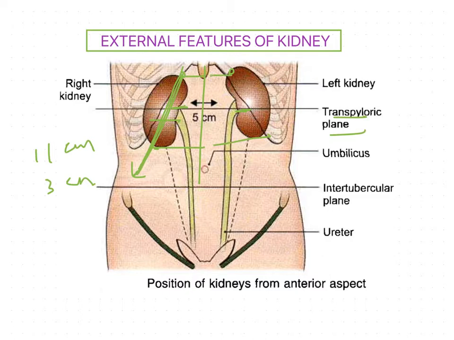So the upper poles are 2.5 centimeters away from the midline. If you see the hilar region, it is 5 centimeters away from the midline. And if you see the lower pole, it is 7.5 centimeters away from the midline.